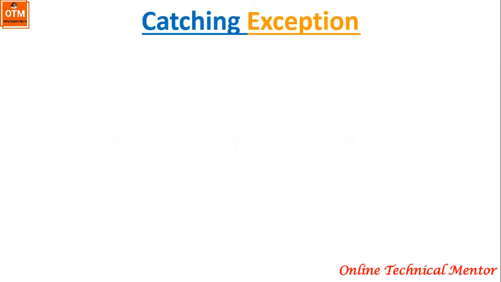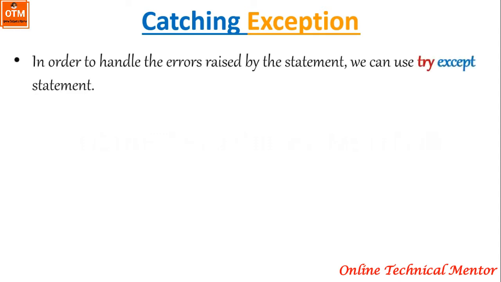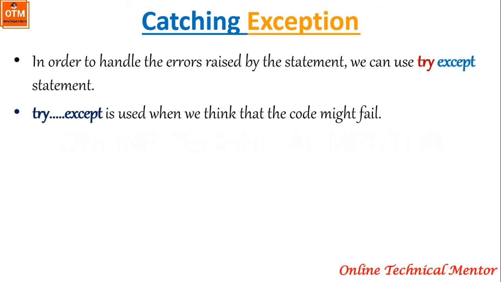So next, let's start with catching exceptions. In order to handle the error raised by a statement, we can use the try except statement. By using this try except statement, we can handle these types of exceptions and display the message according to our choice. Try except is used when we think that the code might fail.